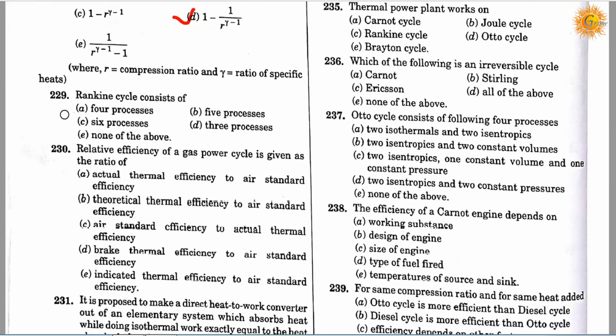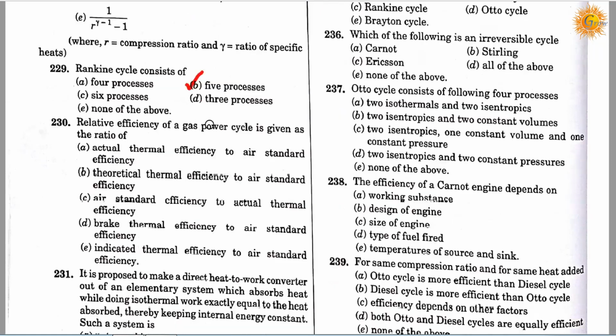Question number 229. Rankine cycle consists of: option A, 4 processes; option B, 5 processes; option C, 6 processes; option D, 3 processes; option E, none of the above. The correct answer is B, Rankine cycle consists of 5 processes.